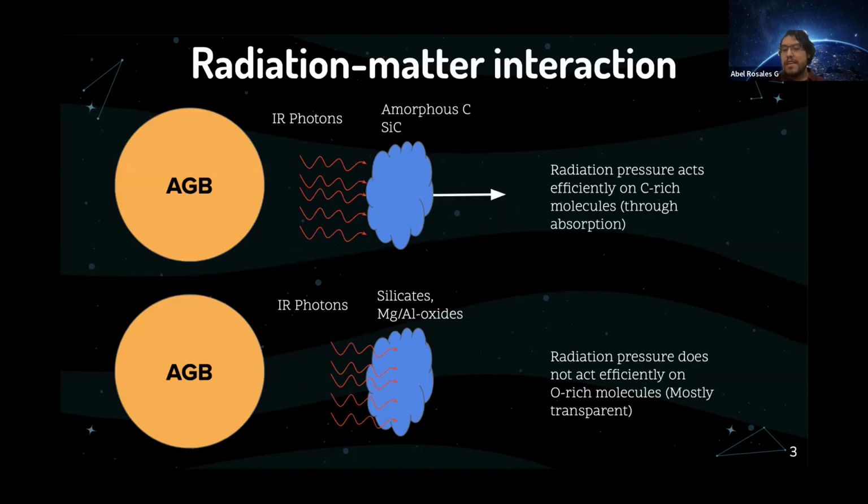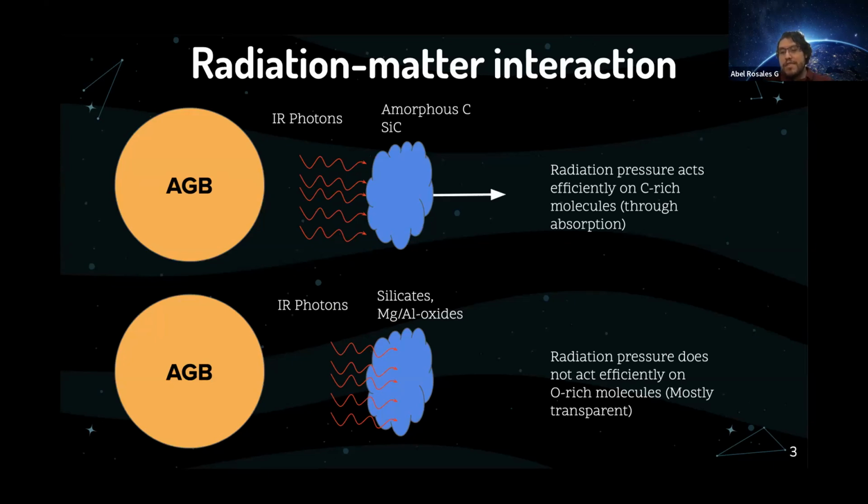Now, how is the radiation interacting with matter in the closer vicinity of these AGB stars? Well, this is a very simplified sketch of what we think is happening. The radiation pressure acts efficiently on the molecules formed around carbon-rich stars through absorption. So this interaction is the one that mostly drives the winds on these stars. However, the molecules formed around M-type or oxygen-rich AGB stars are mostly transparent to the near-infrared radiation. So the interaction is not as efficient to drive the winds. Therefore, another mechanism is needed to explain these observed winds and envelopes.